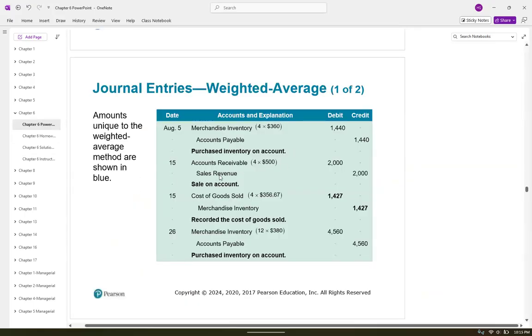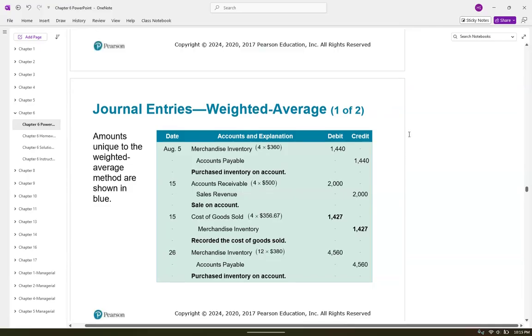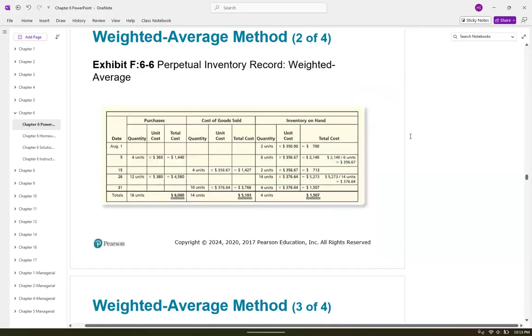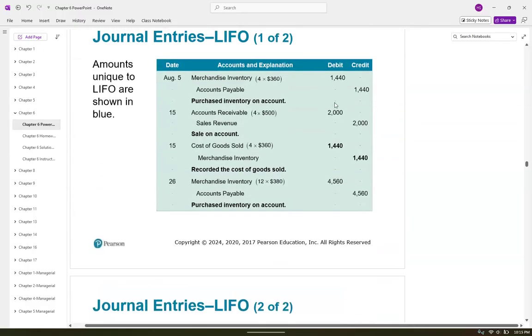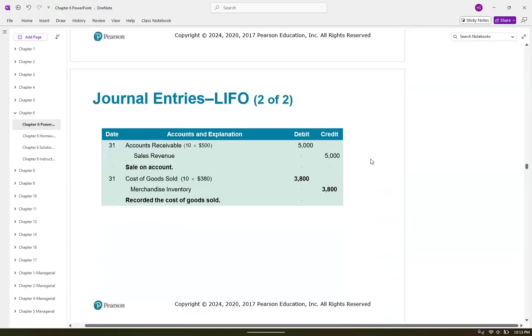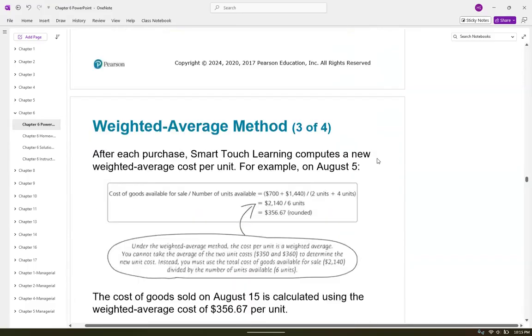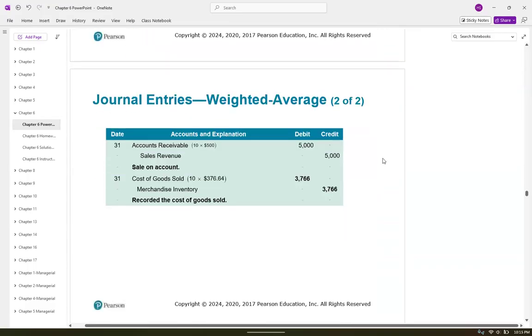When we purchased the inventory, that was the purchase. Debit the merchandise inventory, credit accounts payable. So all of those journal entries you've already learned, so just don't forget them. The only thing that's different between the journal entries in these three different methods are the numbers. They're exactly the same, just the numbers changed because remember, the layers changed as we went through all of those methods.